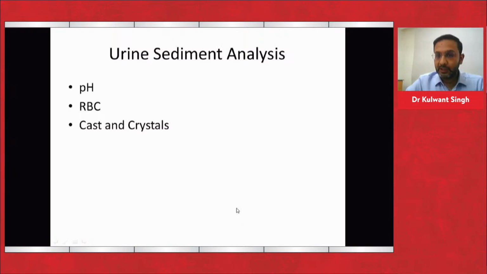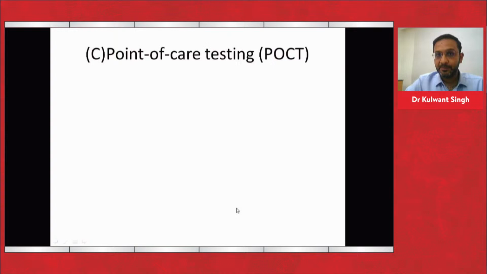Apart from the measurement of urinary albumin, we should also look for any RBCs in the urine, which suggest any activity. We should see the pH of the urine. We should also look for any casts or crystals.